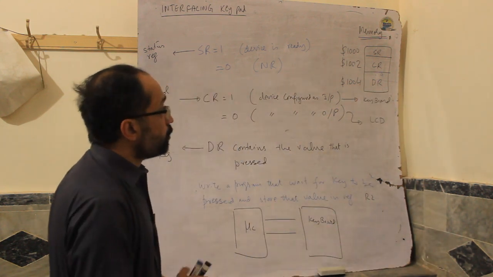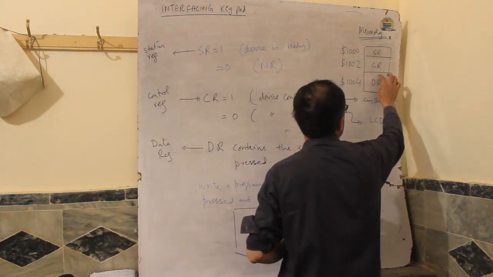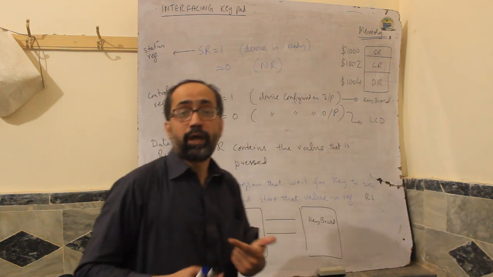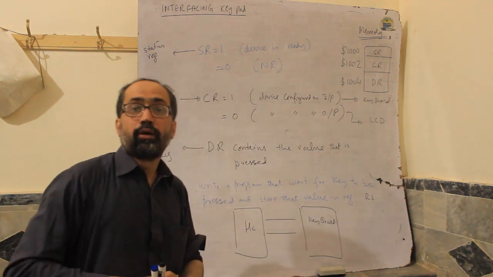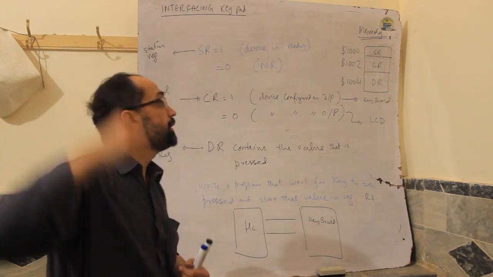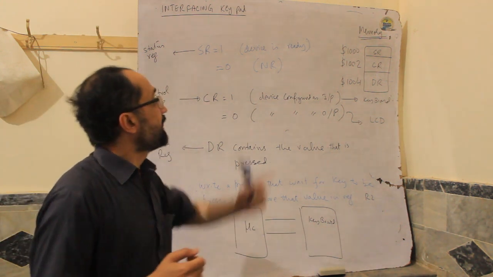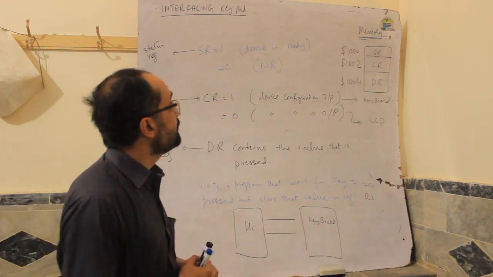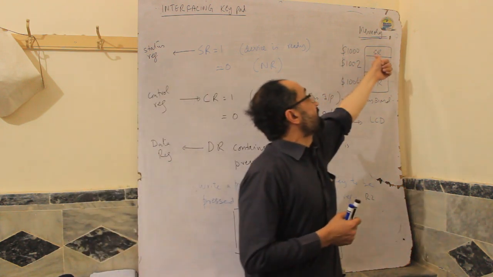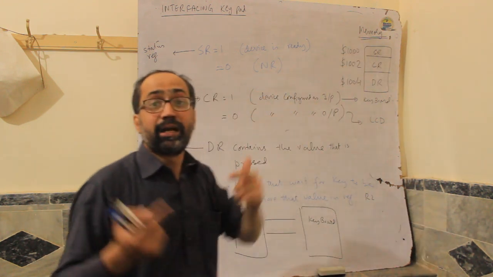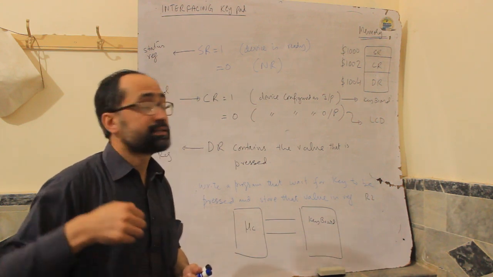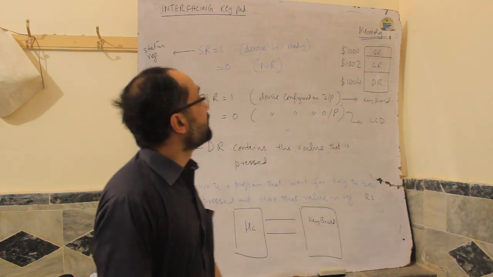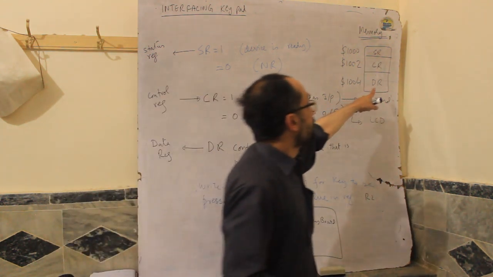When a key is pressed by the user, the value will be contained in the data register, but first we have to wait for the user to press a particular key. When the user has not pressed the key, the SR will be 0, and we have to wait for some time until the user presses a key. When the user presses a key, the SR will contain 1. So we have to continuously check or monitor the status register, and when the key has been pressed, the value is stored in the data register.